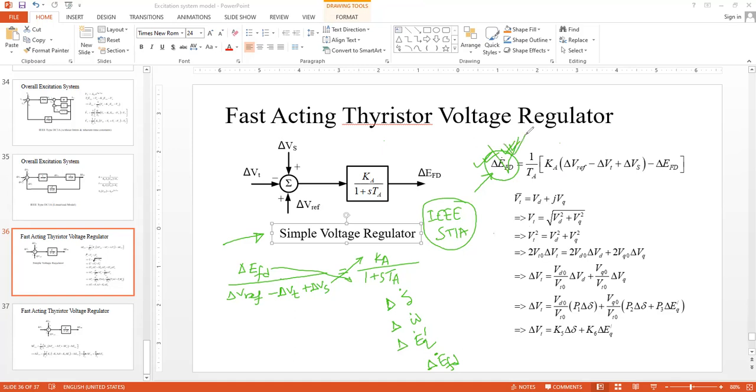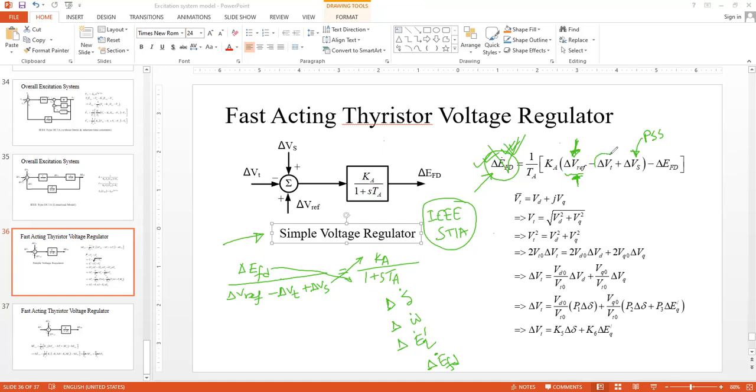Now if we look carefully, we said that this should come from the PSS. We're not going to bother with that. Del VREF is a reference voltage. It is a fixed, constant value, but you can change it to any other constant value. Of course, you can change the reference set point, but it will remain constant until you change it from your side.